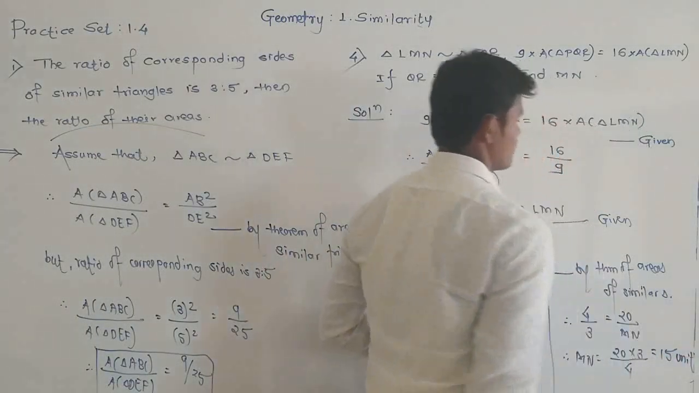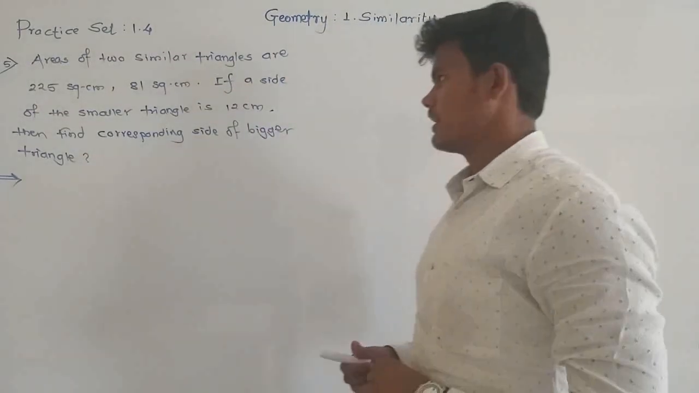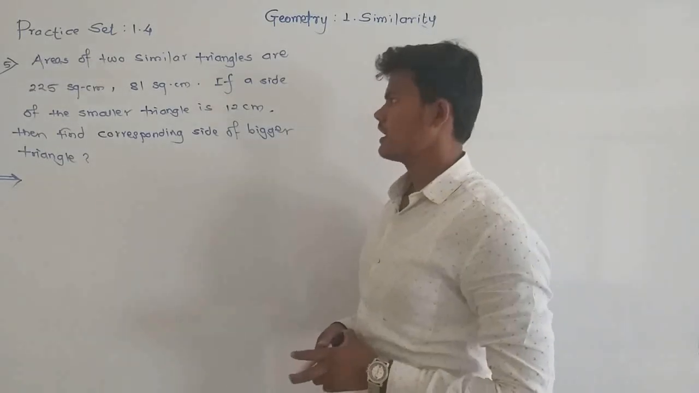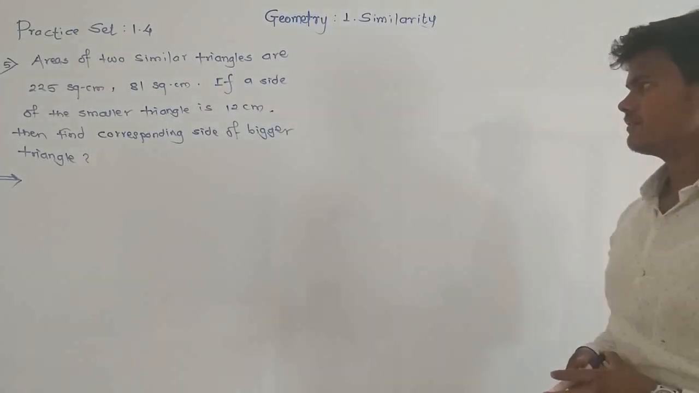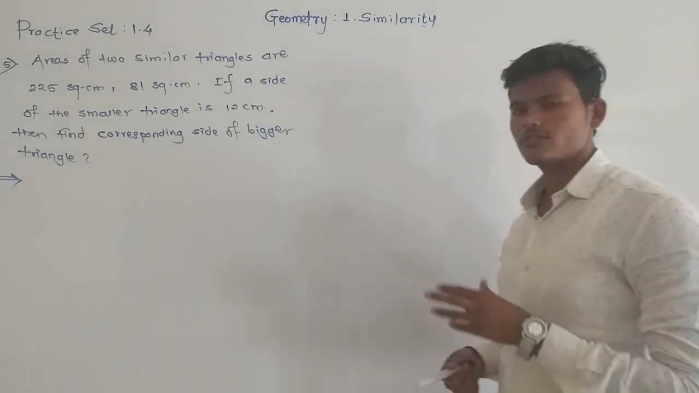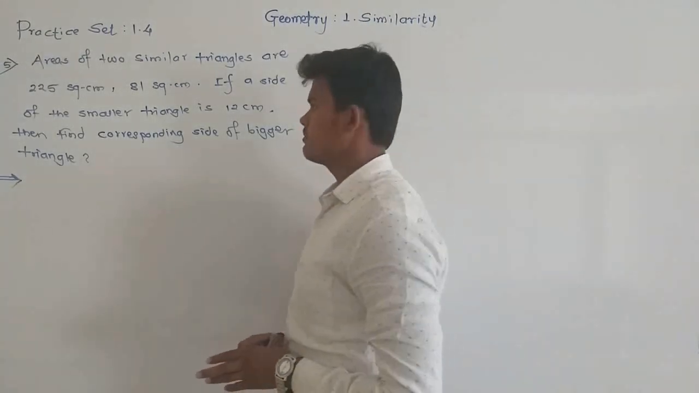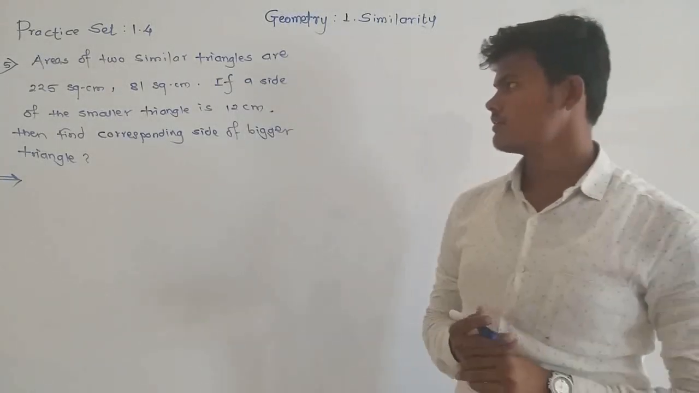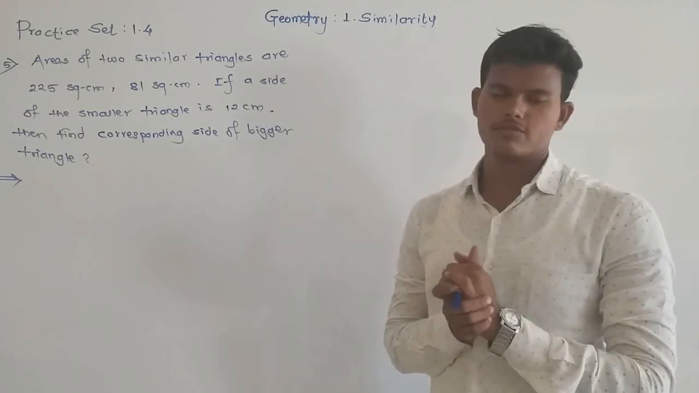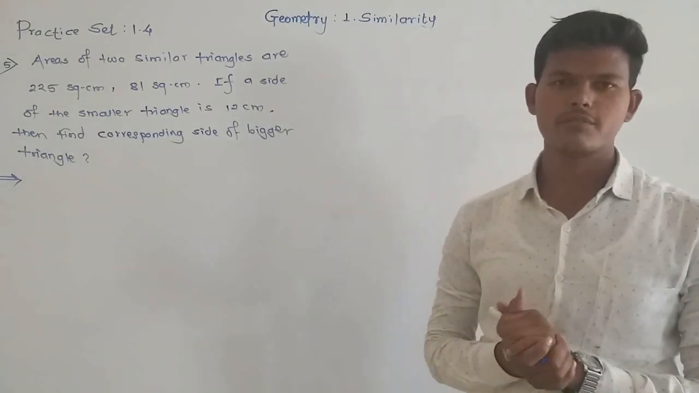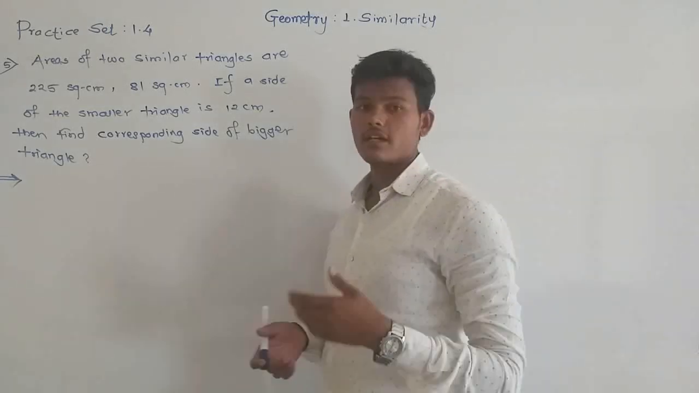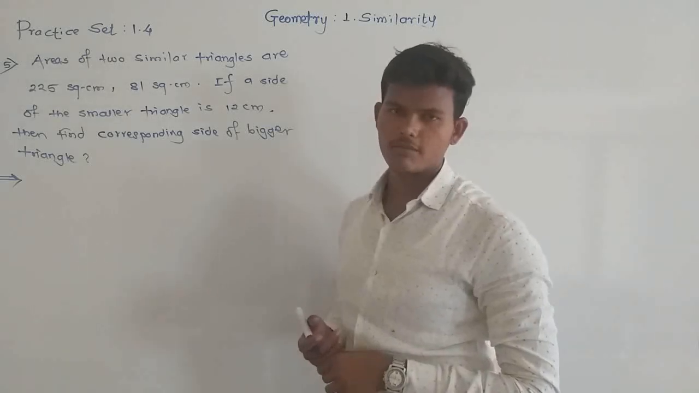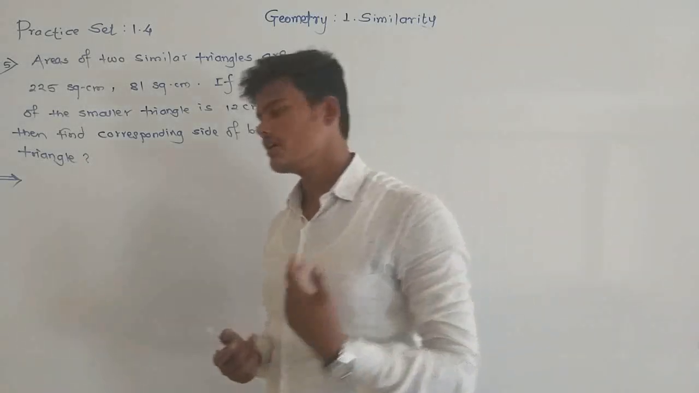This is question number 4. Number 5: areas of two similar triangles are 225 square centimeter and 81 square centimeter. If a side of the smaller triangle is 12 centimeter, then find the corresponding side of the bigger triangle. So here the areas of two similar triangles are given, 225 square centimeter and 81 square centimeter, and it is also given that the side of the smaller triangle is 12 centimeter, and we have to find the corresponding side of the bigger triangle.